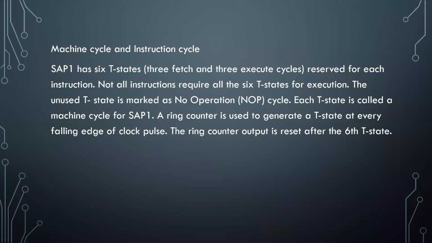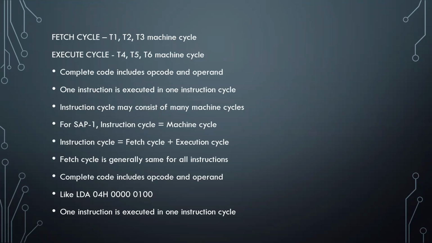Machine cycle and instruction cycle. SAP1 has 6 T-states, 3 fetch and 3 execute cycles reserved for each instruction. Not all instructions require all the 6 states for execution. The unused T-state is marked as no operation or NOP cycle. Each T-state is called a machine cycle for SAP1. A ring counter is used to generate a T-state at every falling edge of the clock pulse. The ring counter output is reset after the 6th T-state.